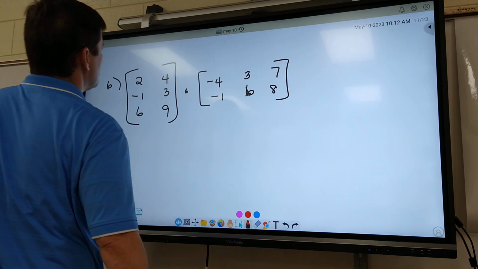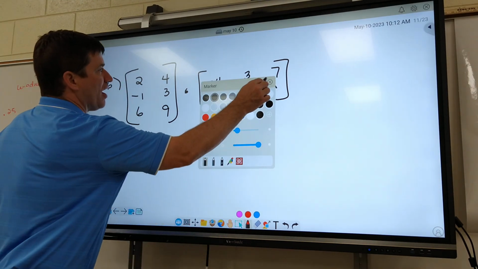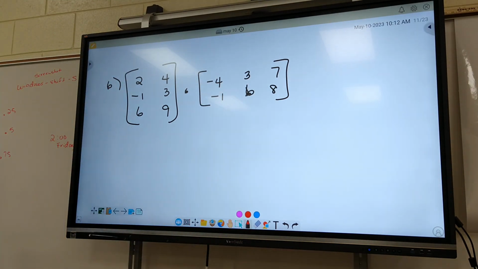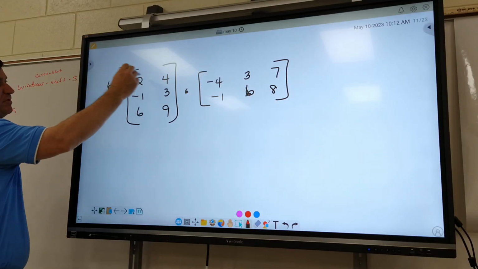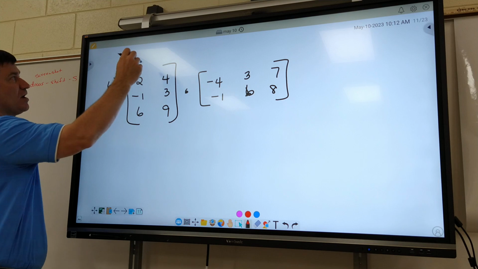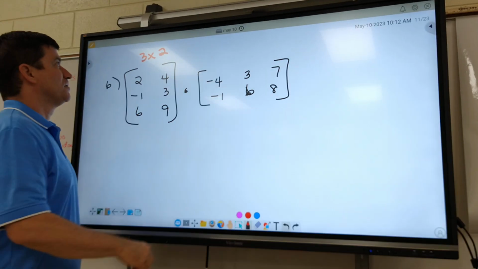All right, we go to 6. All right, so this is our first multiplying problem. We got to figure out if we can in fact multiply these. So how would we label this one? 2 by 3. 3 rows, 2 columns. It's a 3 by 2. The other one's a 2 by 3.